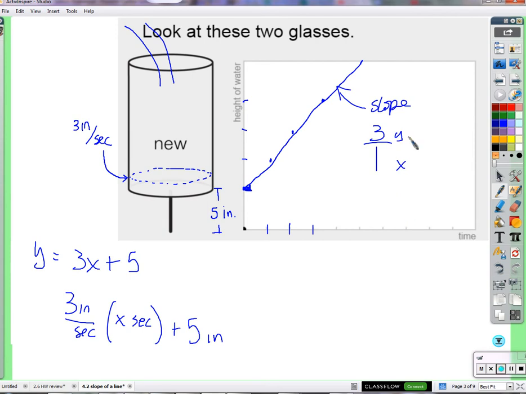I'm trying to take you a little bit by scaffolding. I'm taking you from what you know to something you might not necessarily know. So I'm adding on this little bit, 3 y's for every 1 x. In the physical world, when we're talking about the actual water and the height that it has, it's 3 inches per second. The graph has a slope of 3 over 1.